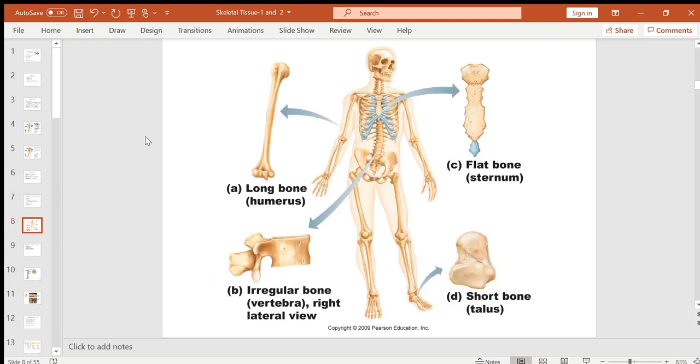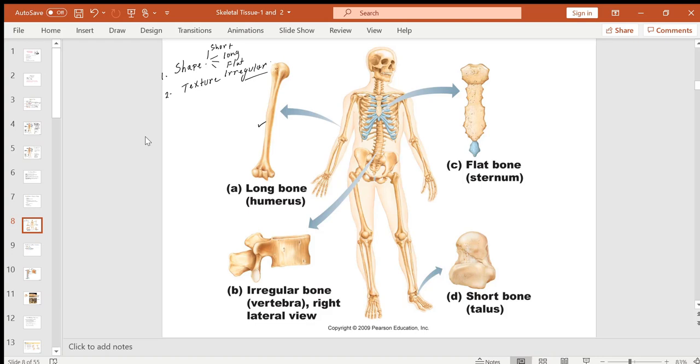Classification of the bones. We classify the bones in two ways. One is by the shape of the bones, and another is by the texture. By shape, we divide the bones into short bones, long bones, flat bones, and irregular bones. So here in this picture, this is a long bone.